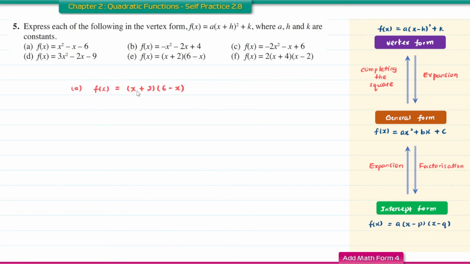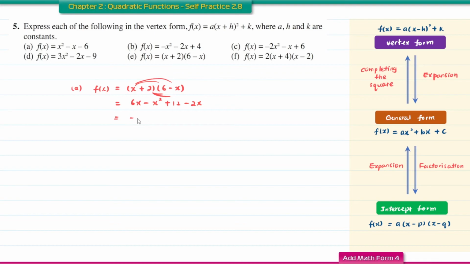Question E. So the function here is written in intercept form. To change it to vertex form, first we're going to expand the intercept form, then complete the square. So first expand this, you're going to have 6x minus x squared plus 12 minus 2x. Now I'm going to rearrange this and solve for the like terms.